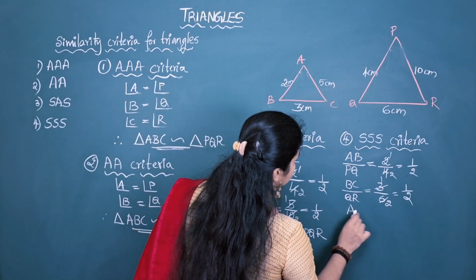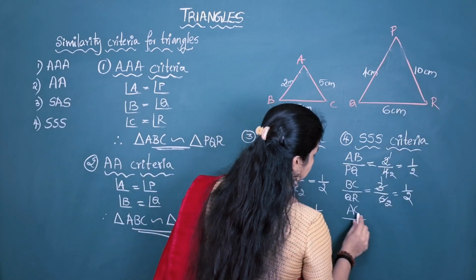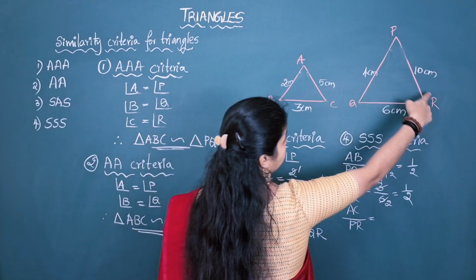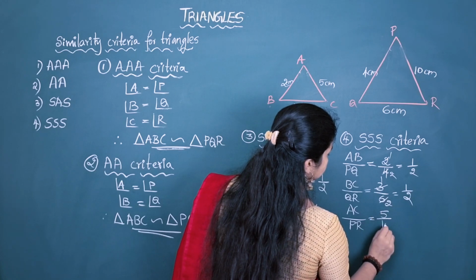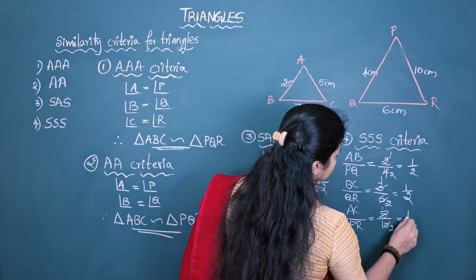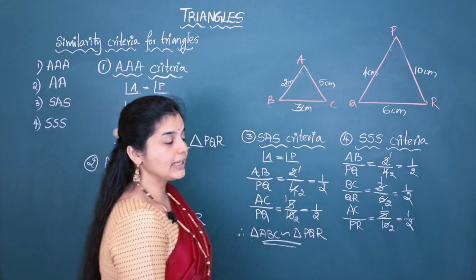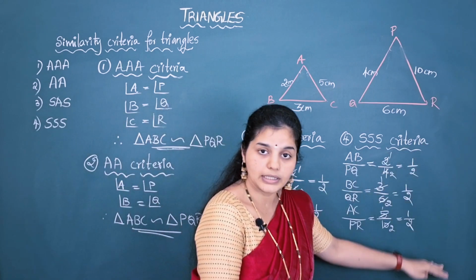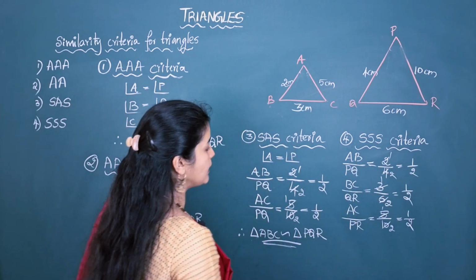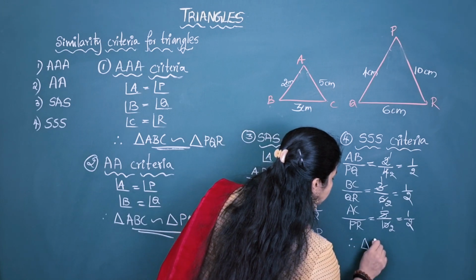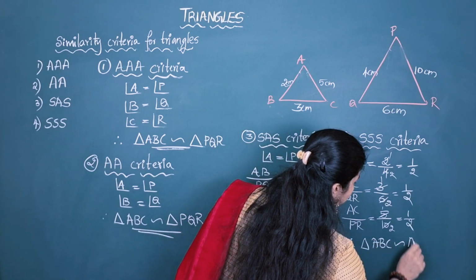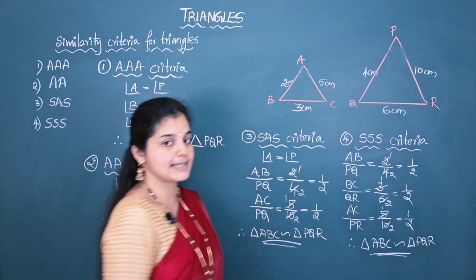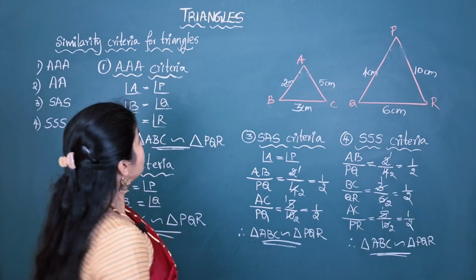The third side in triangle ABC is AC, in triangle PQR it is PR. AC divided by PR. AC is 5, PR is 10. 5 ones are 5, 5 twos are 10. Ratio is 1 by 2. So when we find the ratios of the corresponding sides of these two triangles, you see that the ratios are equal, and therefore you can tell that triangle ABC is similar to triangle PQR by considering SSS criteria. I hope it is clear.